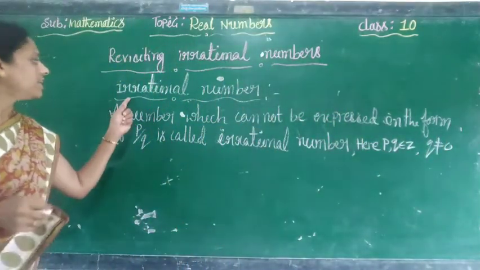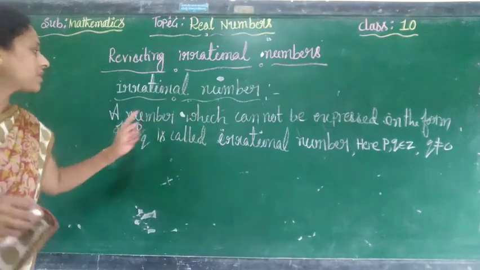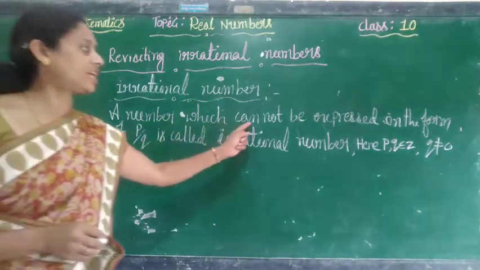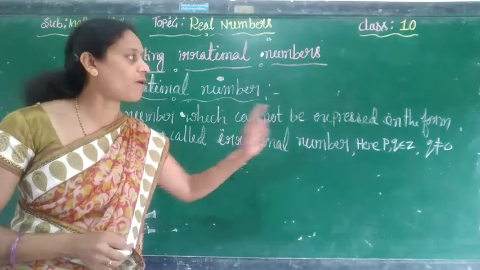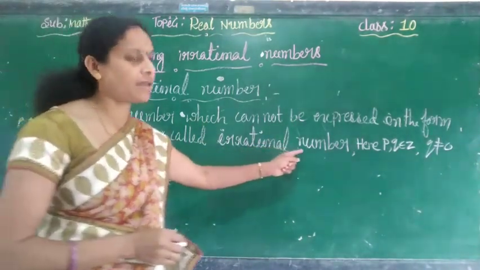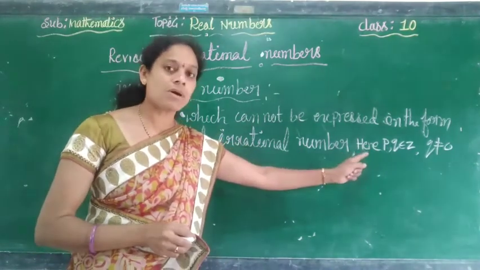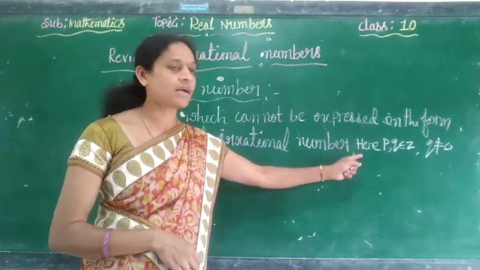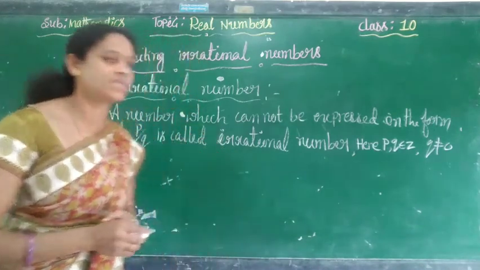Once again, irrational number. A number which cannot be expressed in the form of P by Q is called irrational number. Here P, Q belongs to Z, Q is not equal to 0.